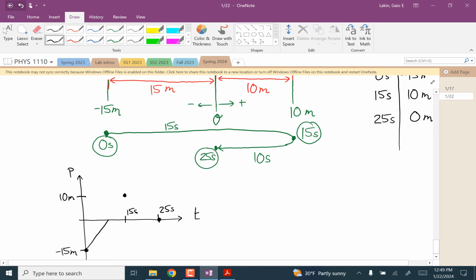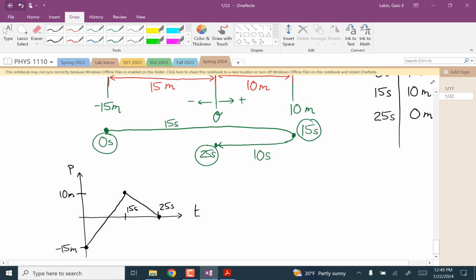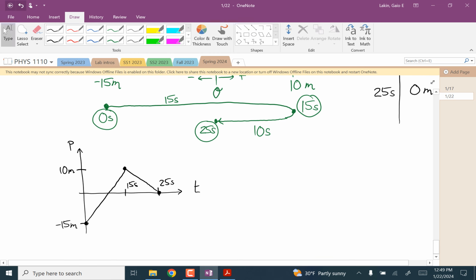And if you connect these points with straight lines, it looks something like that. We'll find out later that no motion really is just straight lines like this, but for now, you can just treat it like it is. Okay. Any questions about that one?